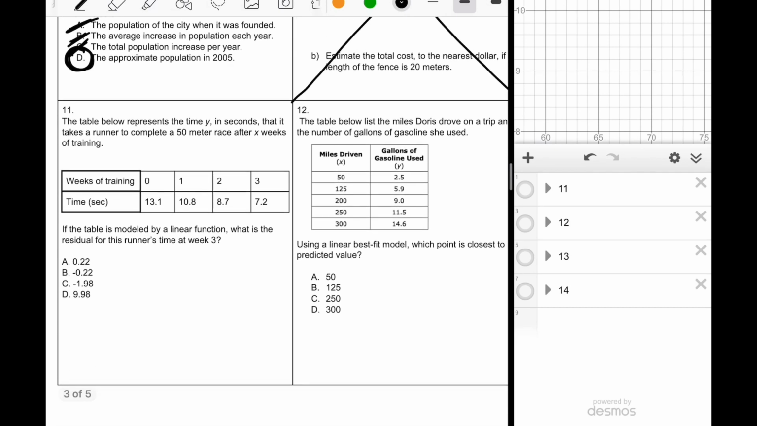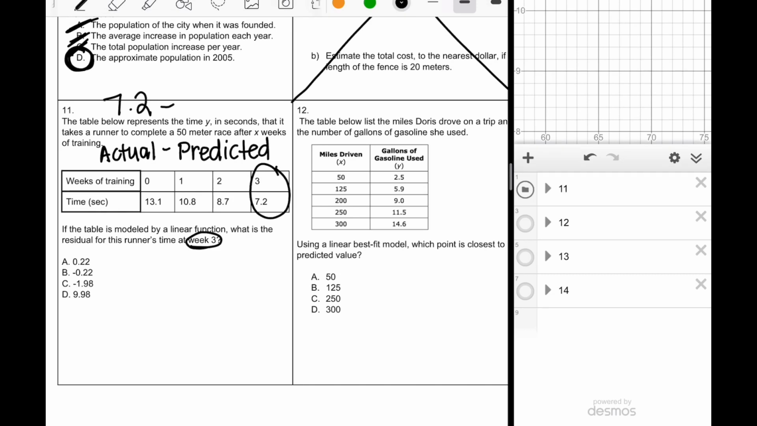So number 11 says the table below represents the time y in seconds that it takes a runner to complete a 50-meter race. So if the table is modeled by a linear model, what is the residual for the time at week 3? So residual, we're talking about the actual minus the predicted. All right, so we know our actual. We know our actual is 7.2. What we've got to do is find the predicted.